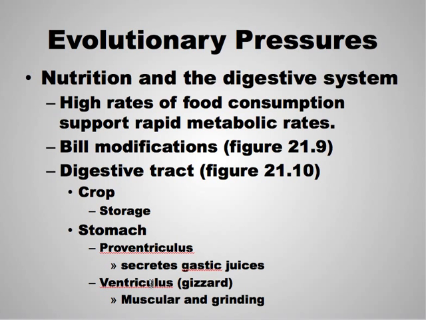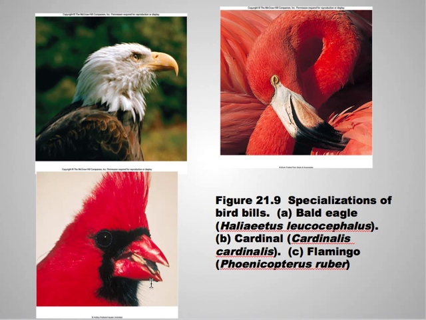Nutritionally and digestively, one of the key things with birds is that they have a very high metabolic rate, and that can be difficult to support. So they have to have very high rates of food consumption. In order to consume a lot of food, the bills have been modified.